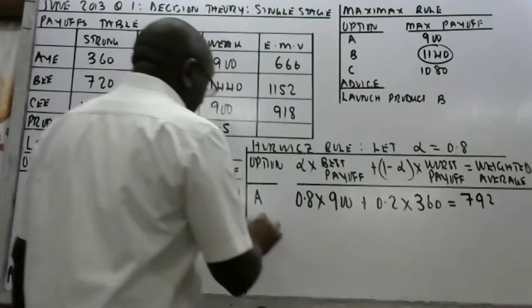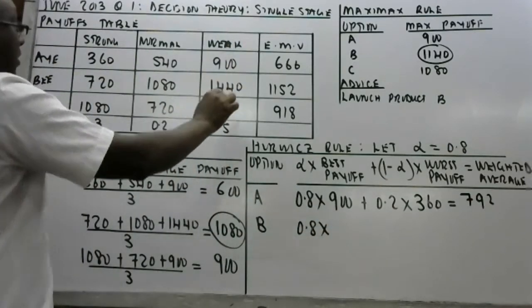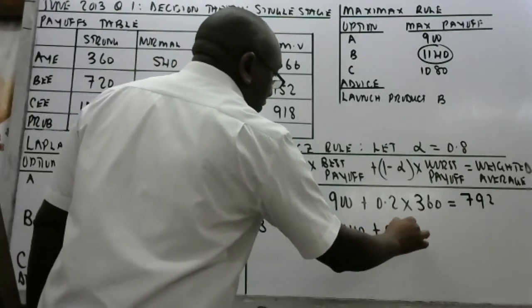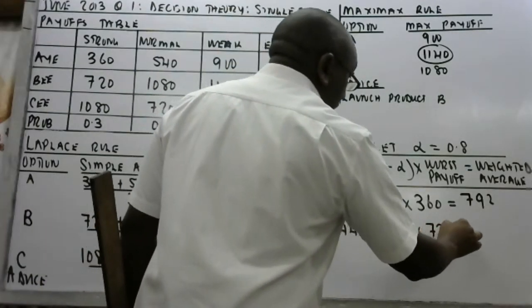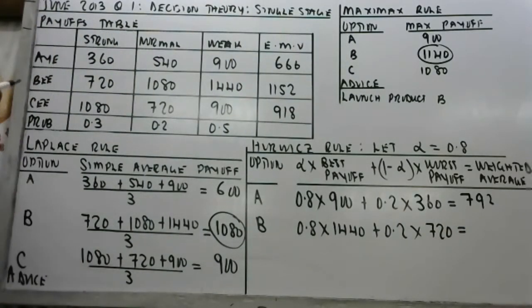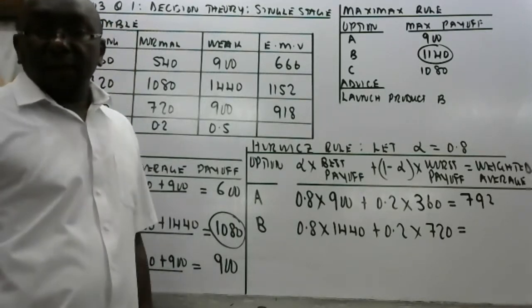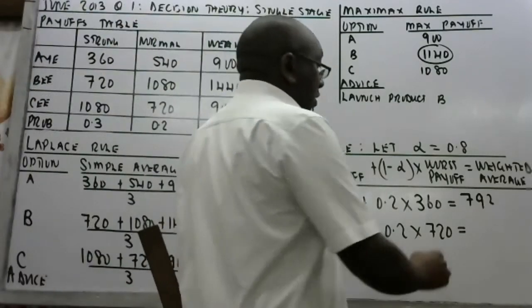792. Then we go to B. 0.8 times the best. The best there is 1440 plus 0.2 times the worst. The worst there is 720. The answer is 1296. I have one answer. Yeah, good. 1296.